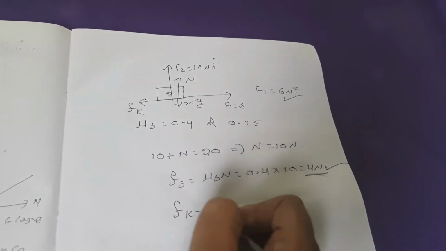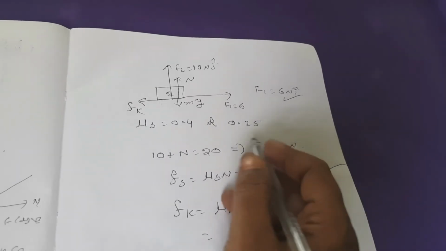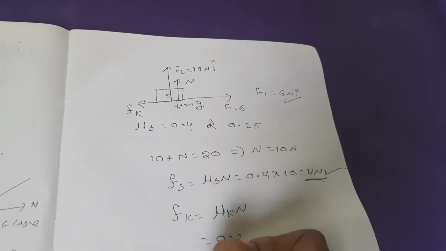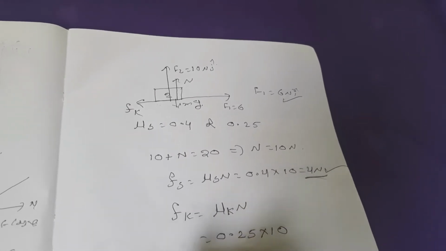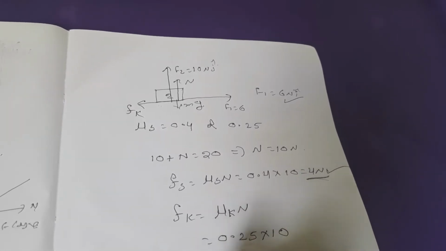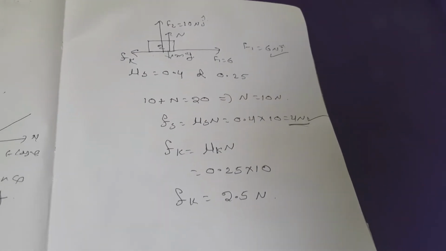Fk equals mu k into n. Then instead of mu k we can take 0.25, but normal reaction is same in both the cases. Finally our answer is how much? 2.5 newtons is the friction.